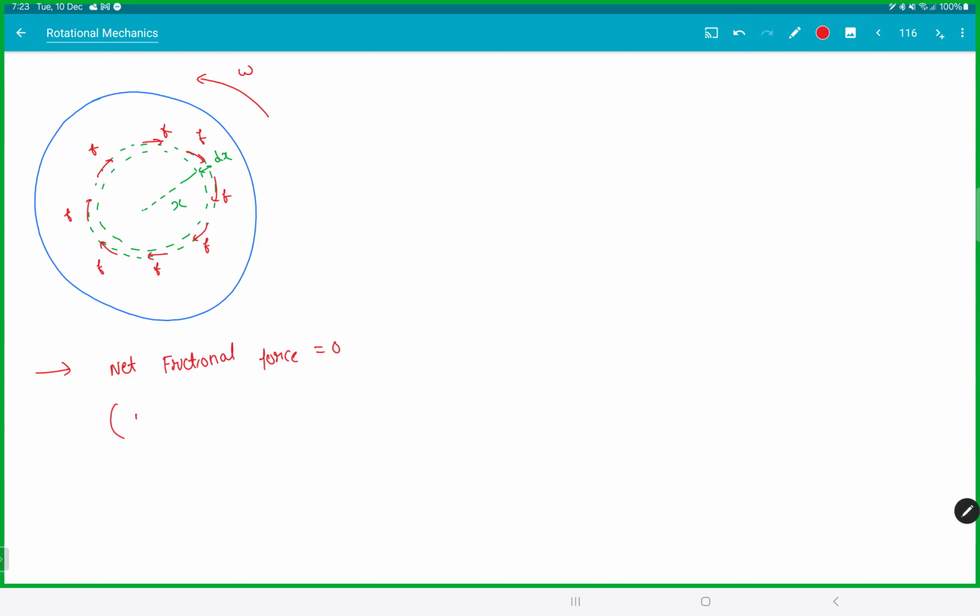Okay, the vector friction cancels out. But if they ask you, torque doesn't cancel out. Torque due to friction is not 0, because if you remember, torque is a pseudo vector. It goes out of the plane. So the torques will all add up.